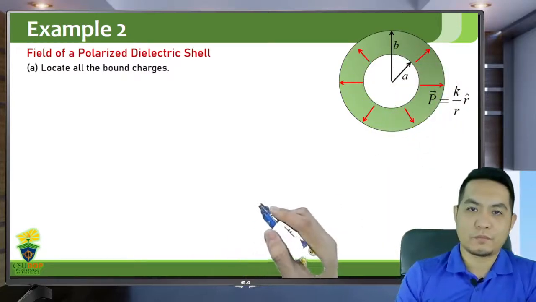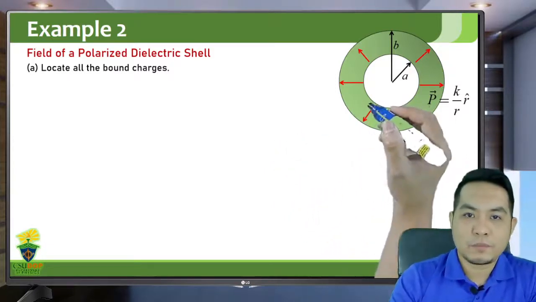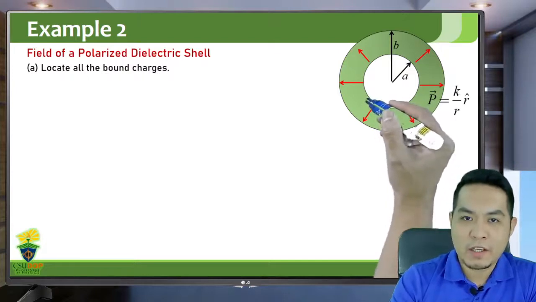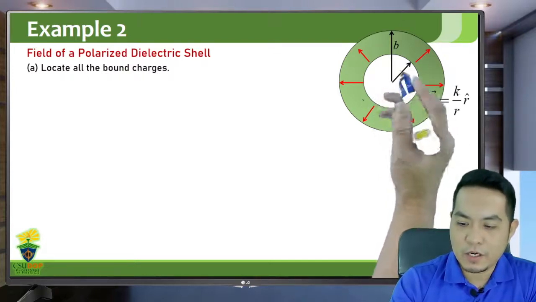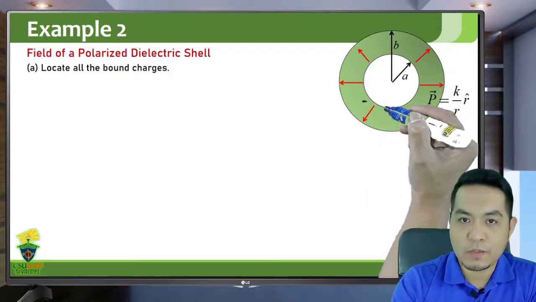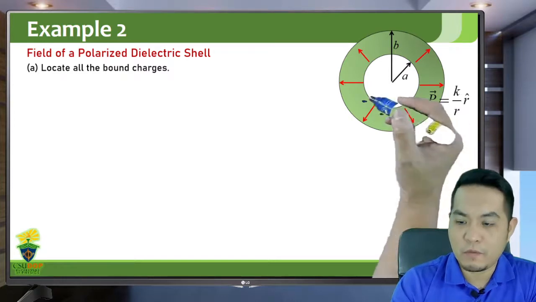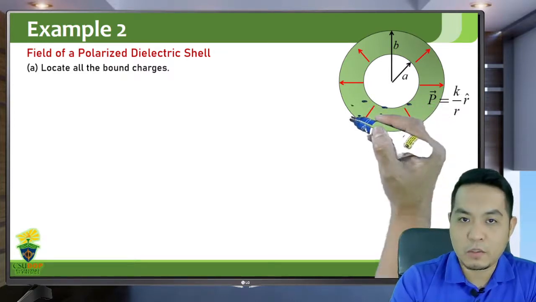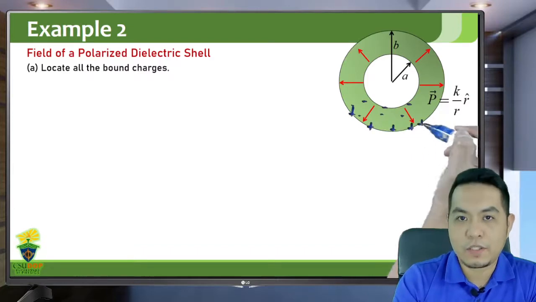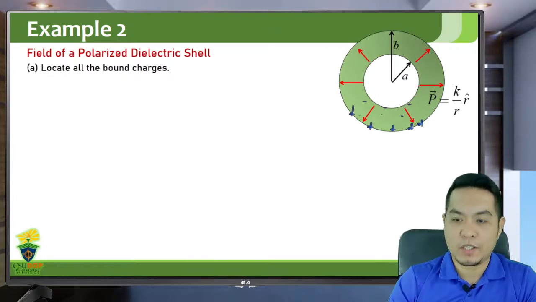Okay. Sorry, yeah, volume of the shell rather. So with this, we can say that there will be negative charges in the inner surface because of the direction of the polarization. There will also be negative in the volume, and then there will be positive charges at the outer surface. So that is the picture of the charge distribution here.